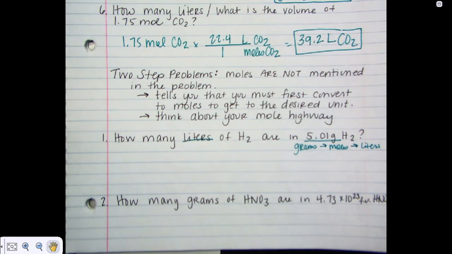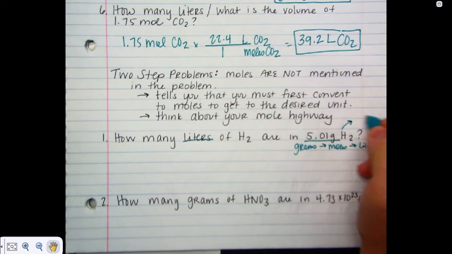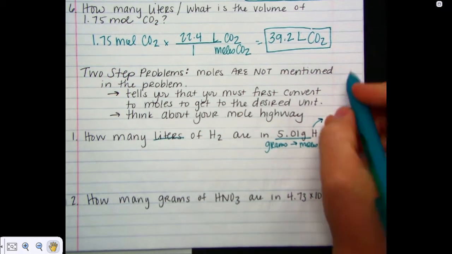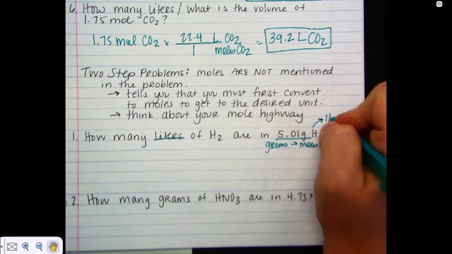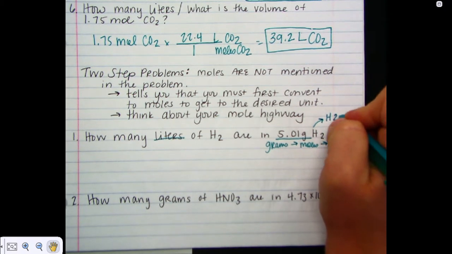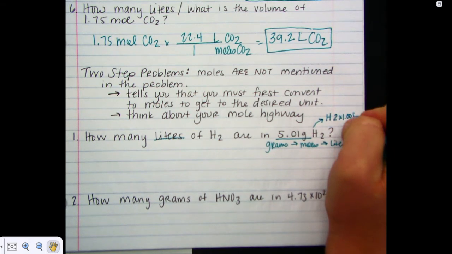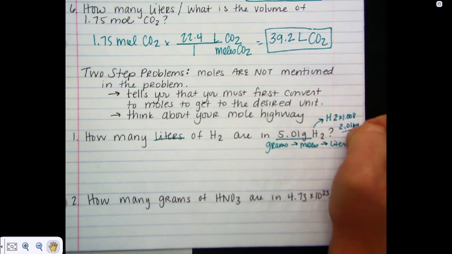I'm going to start with grams. I'm going to convert to moles. I'm going to go to liters. So if I'm in grams, remember that means that I need my molar mass. In this case, I need the molar mass of H2. So I have H, I have 2 of them. 1.008 gives me 2.016 grams per mole.